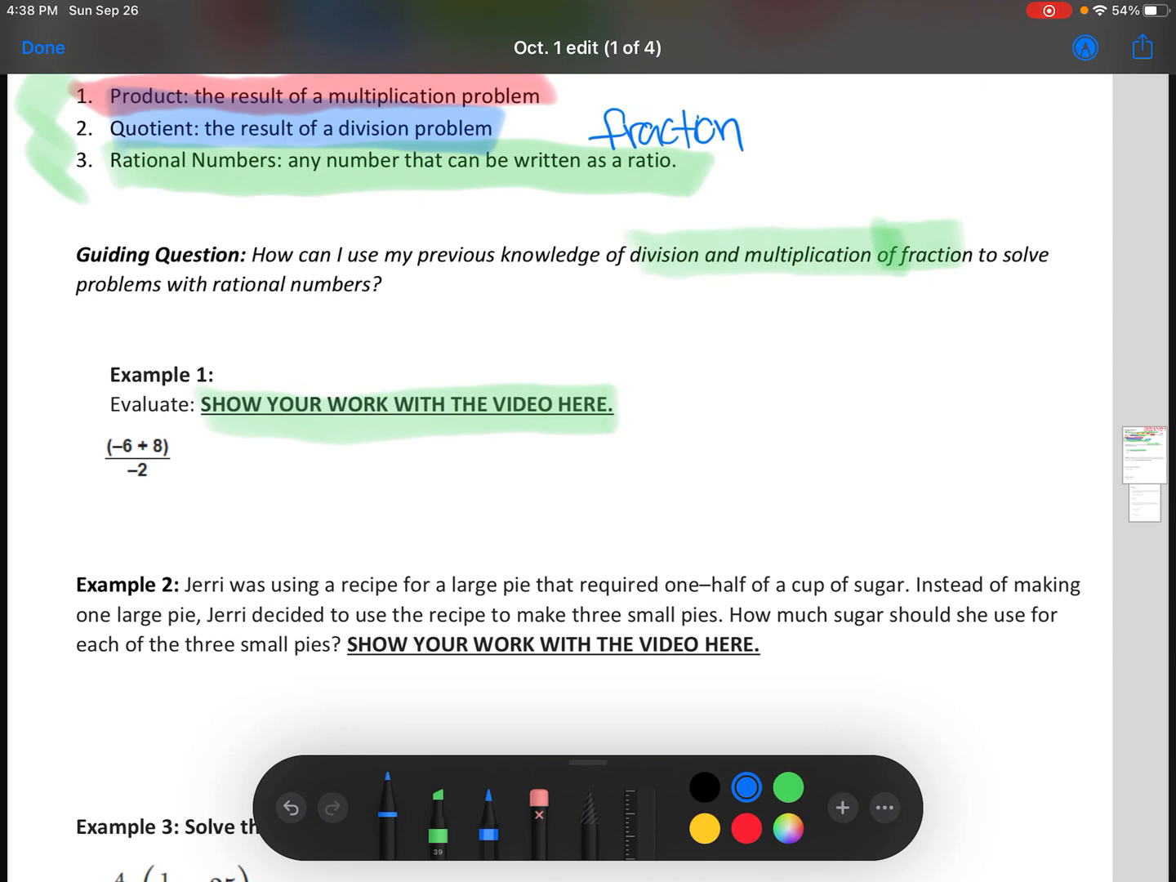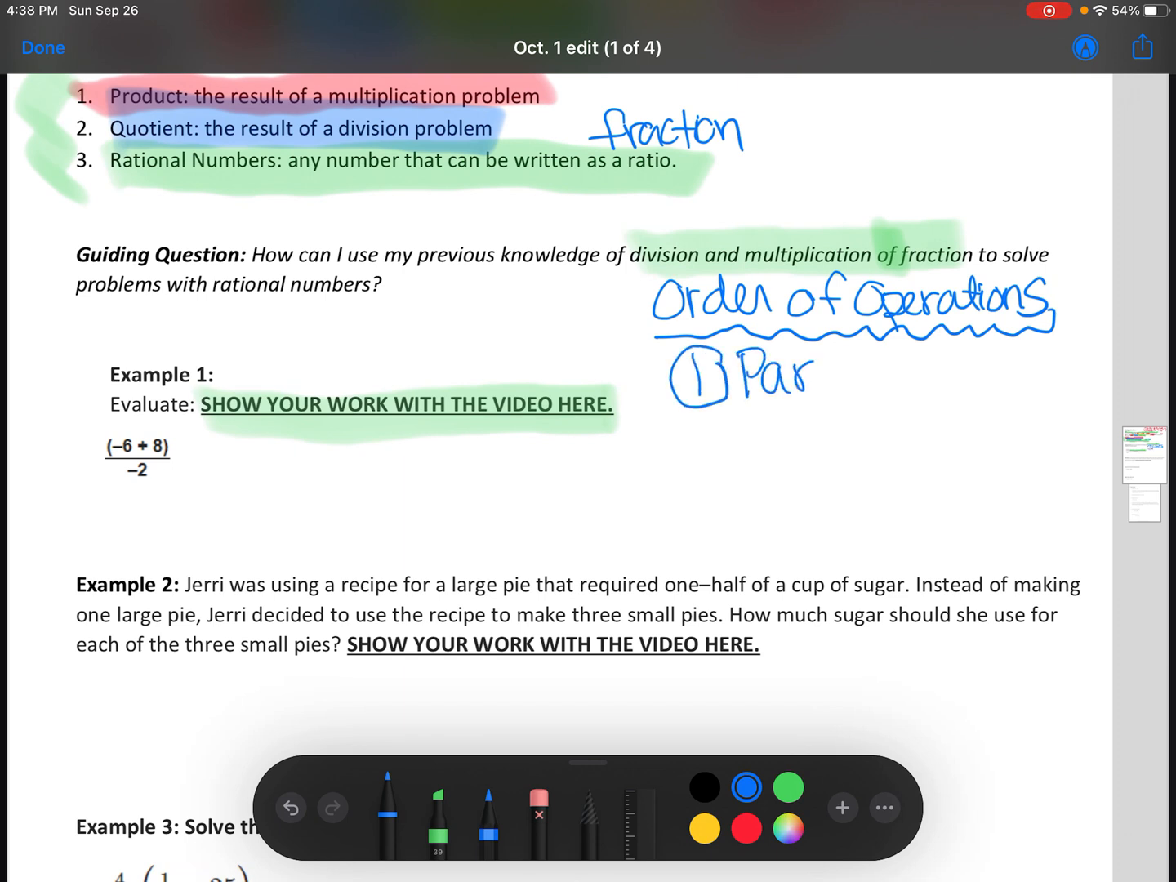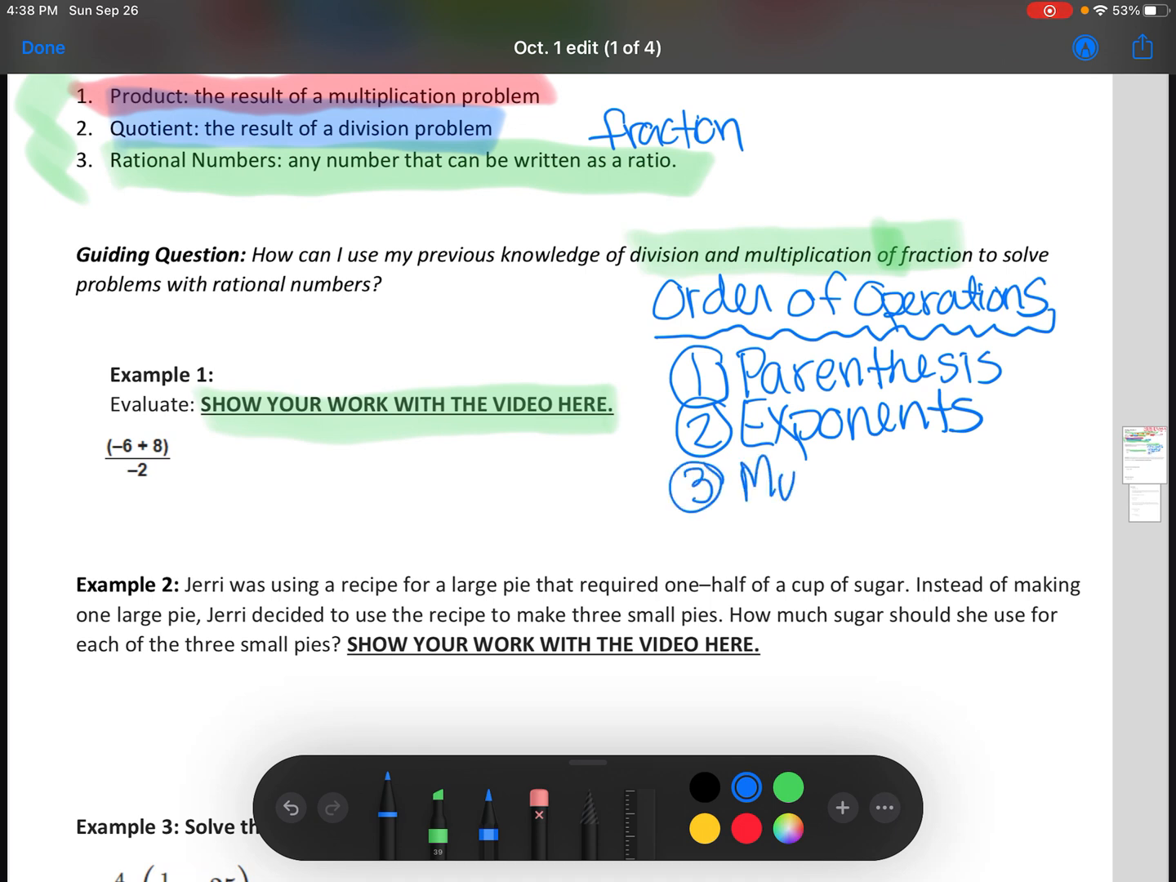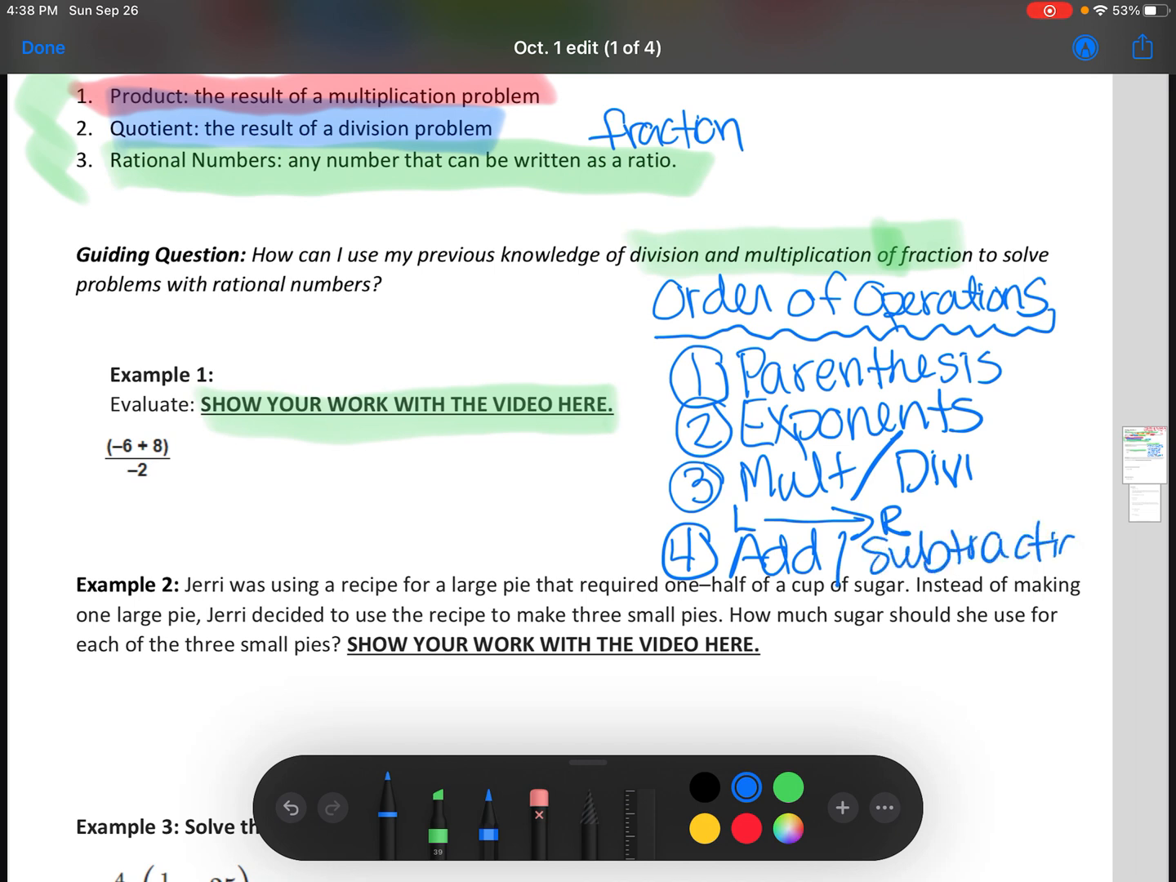First off, we need to talk about the order of operations. Step 1 in order of operations, we need to look for parentheses. Step 2, we need to look for exponents. Step 3, we're looking for multiplication or division, and we look for those from left to right. And then finally, we do addition or subtraction from left to right.